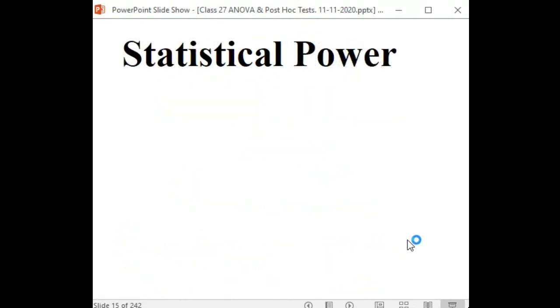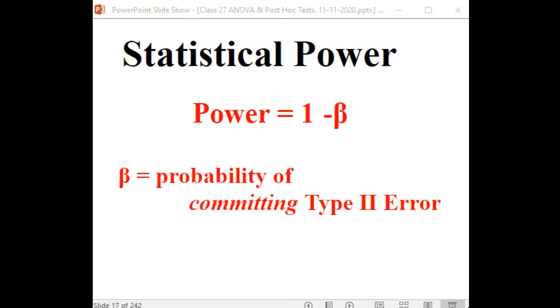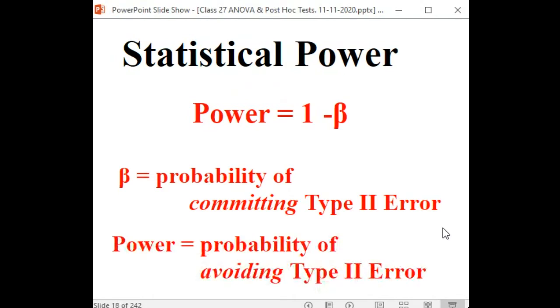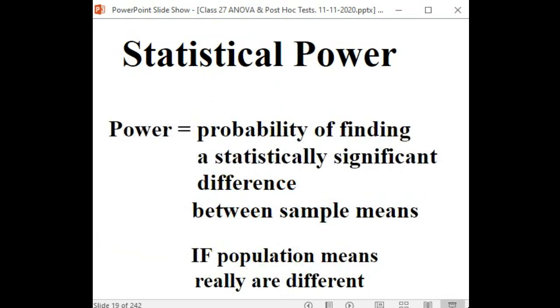Now, in the last lecture, we also learned about statistical power. Statistical power is equal to 1 minus beta, where beta is the probability of committing a type 2 error. So, power is equal to the probability of avoiding a type 2 error. Put another way, power is the probability of finding a statistically significant difference between sample means if the population means really are different.